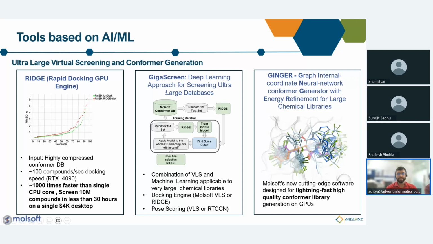We also have GigaScreen. GigaScreen is used to screen giga-sized libraries, like billions and multi-billion compounds. It uses RIDGE as its primary docking engine, and it works on active learning. We also have Ginger. Ginger is a high-quality, lightning-fast conformer generator tool.